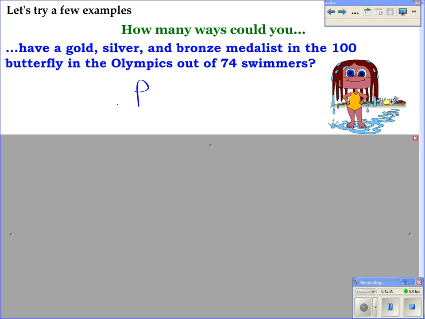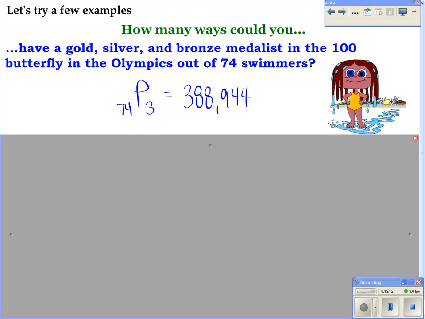The first number that you put in is always the bigger number. It's the total number of objects or people or items, whatever you're dealing with. The second number is how many you're choosing out of that total group. So if you get your calculators, there are many, many ways to do this. 388,944 different ways that those top 3 medalists could be placed.